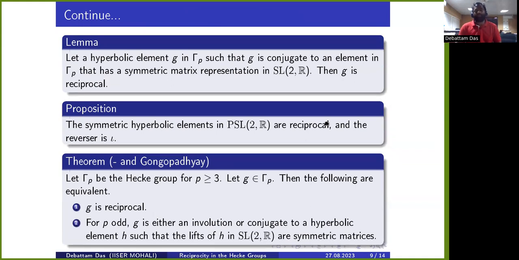Let g be a hyperbolic element in gamma p such that g is conjugate to an element in gamma p that has a symmetric matrix representation in SL2R. Then g is reciprocal. So here is the next theorem: for the Hecke group gamma p where p is odd, g is reciprocal if and only if g is either an involution or conjugate to a hyperbolic element which has a symmetric matrix representation in SL2R.